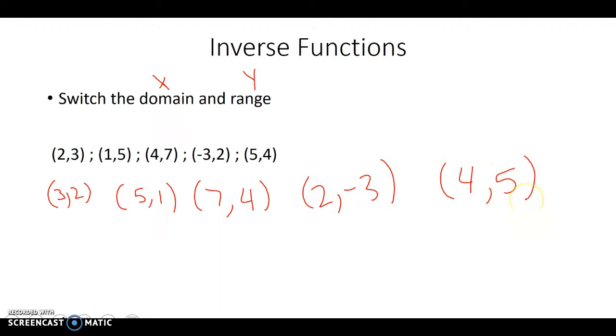So again, literally all you're doing is you're switching the x's and y's. And we can see this in a couple ways. This is if they give us points. In a second, I'll show you how to do it with graphs. And the last way will be with equations.